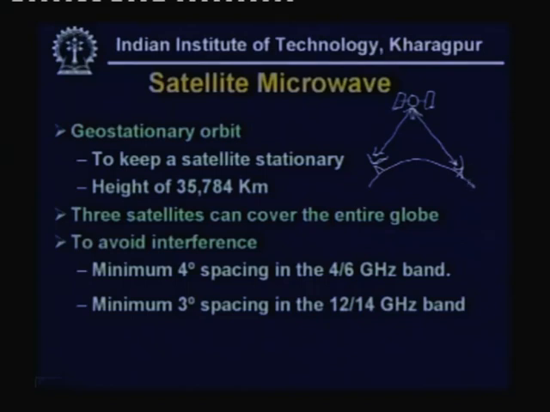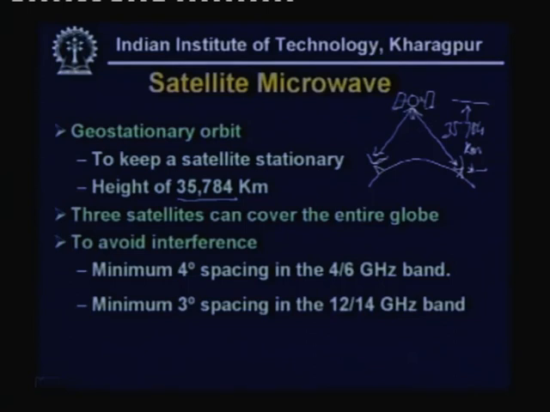That can be achieved by placing the satellite in a geostationary orbit, and the distance is about 35,784 kilometer. So this height is quite large. That means 33,578 kilometer, quite large distance. So at this height we have put the antenna, and it remains stationary because it is placed in geostationary orbit. So relative position of this ground station with respect to the satellite does not change.